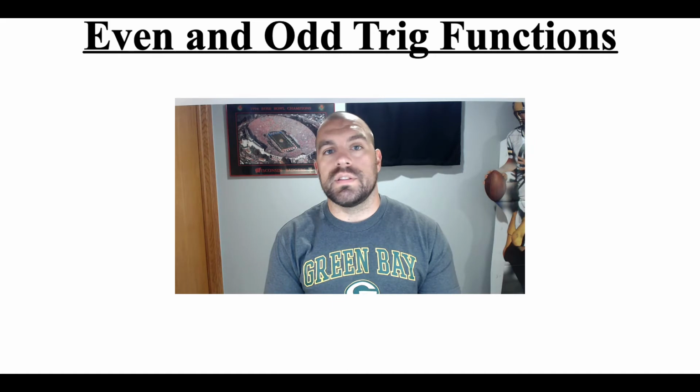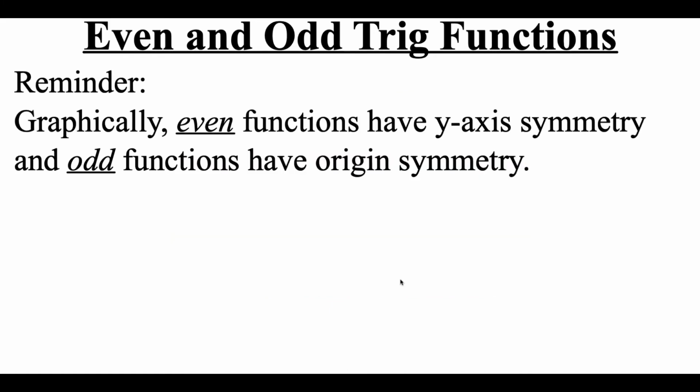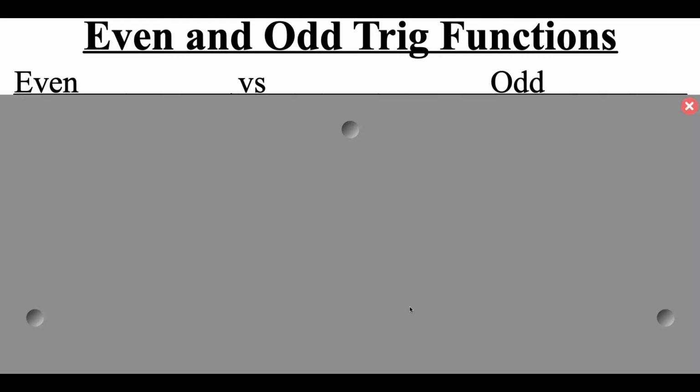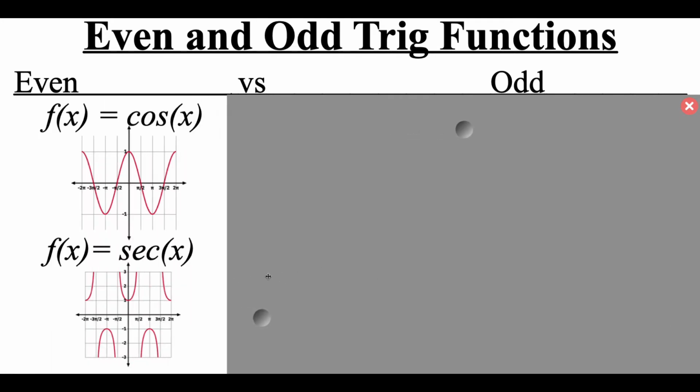In this video, we're going to take a look at even and odd trig functions. So just a quick reminder, remember graphically, even functions have y-axis symmetry, meaning that you can fold the graph along the y-axis and the points will match up, and odd functions have origin symmetry. So if we take our graph and rotate it around the origin 180 degrees, then all of our graph points will match up.